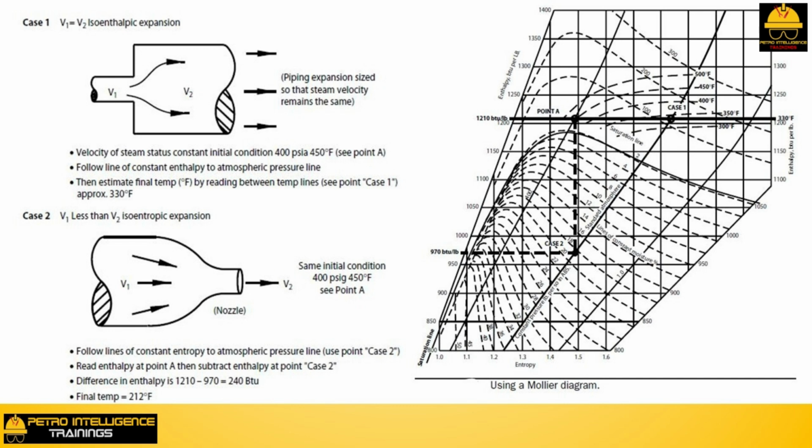Comparing the two expansions in picture, the exhaust steam temperature has dropped from 330 degrees Fahrenheit to 212 degrees Fahrenheit, because the velocity has increased. The higher velocity steam can do more work than the slower steam. This single idea is the basis for the second law of thermodynamics, one of the fundamental principles that govern the dynamics of our universe.